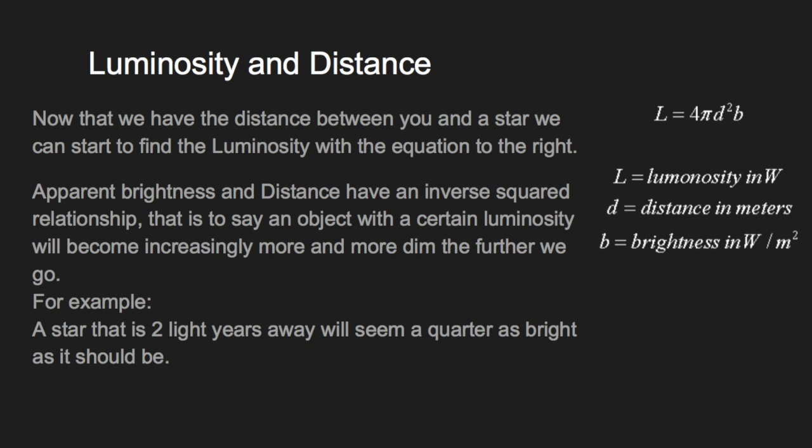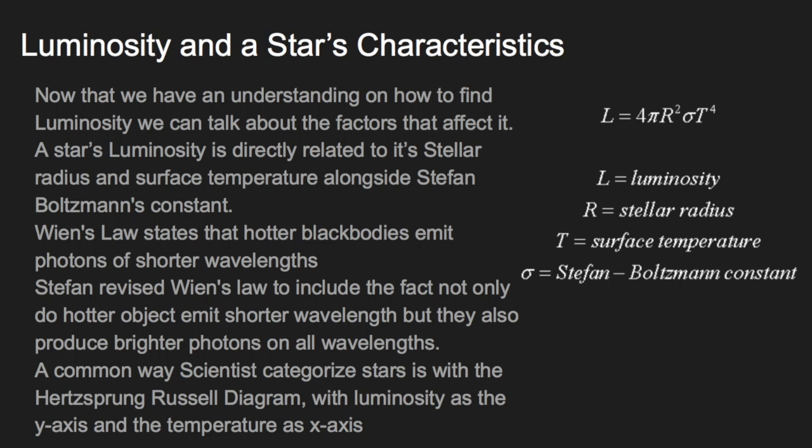Luminosity and distance. Now that we have the distance between you and a star, we can start to find the luminosity with the equation to the right. Apparent brightness and distance have an inverse squared relationship. That is to say, an object with a certain luminosity will become increasingly more and more dim the further we go. For example, a star that is 2 light years away will seem a quarter as bright as it should be.